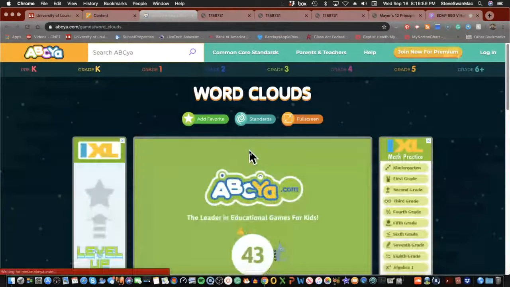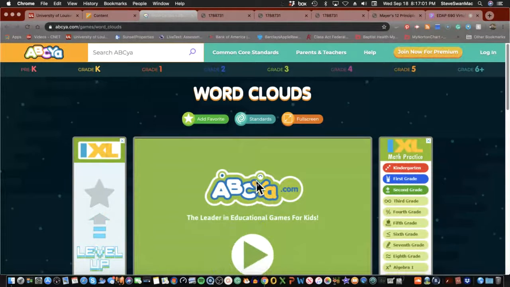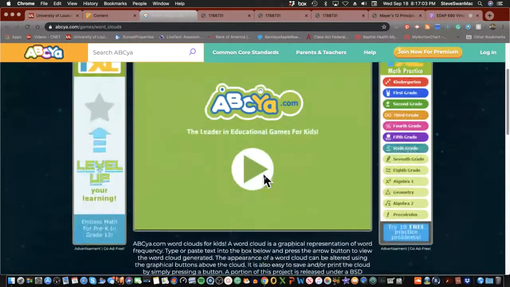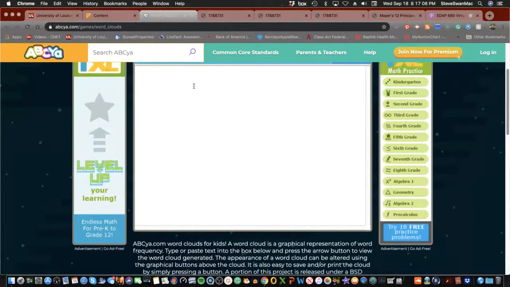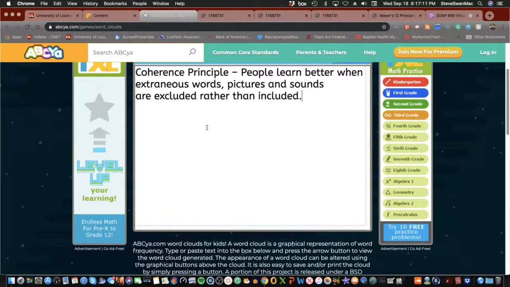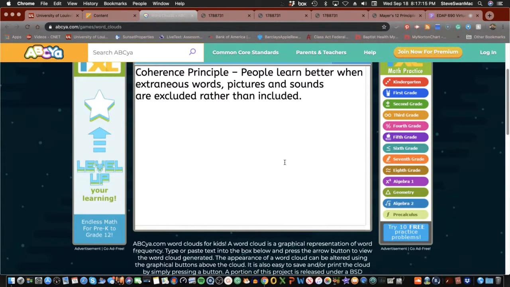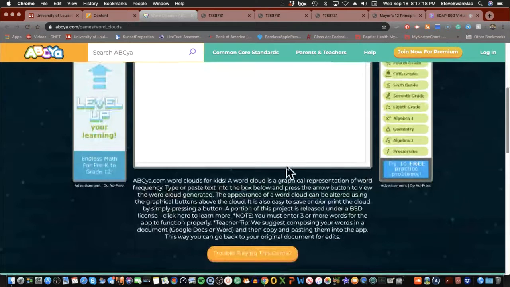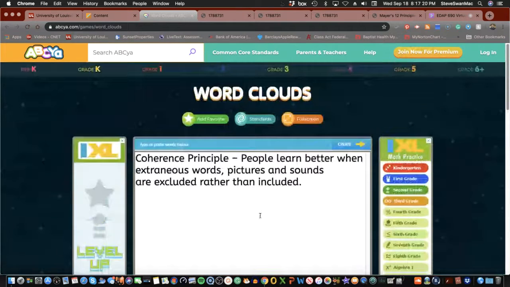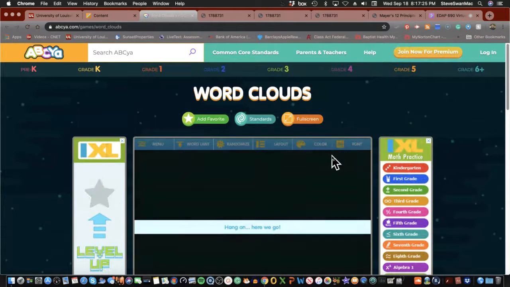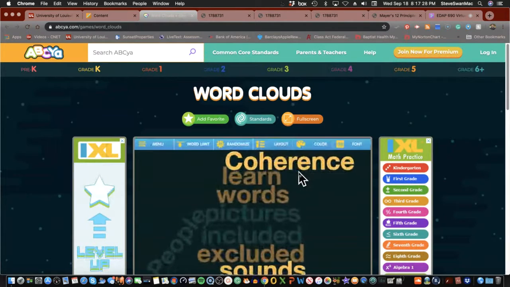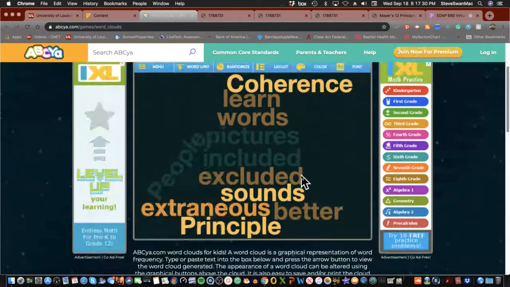It's a word cloud creator. Very simple to use. Okay. So I'm going to go ahead and click there, word cloud, start, paste in what I just copied. Ta-da! That's all. Now, what I want to do is create it. So, bam. There it is.